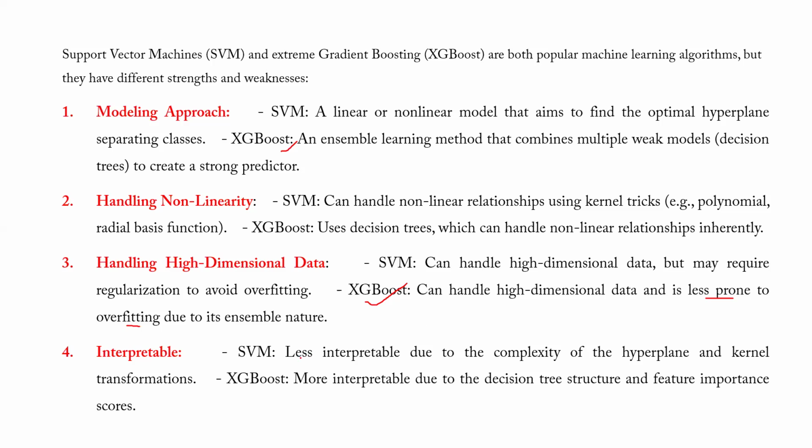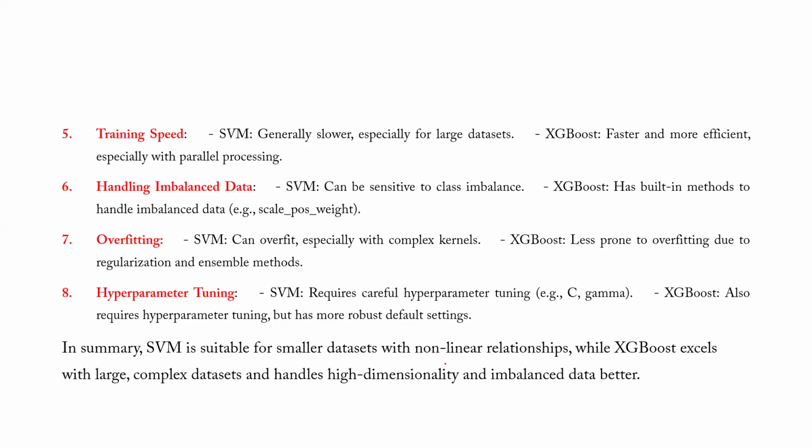And interpretability. SVM has less interpretability due to the complexity of the hyperplane and kernel transformation. But XGBoost is more interpretable. We can better interpret why the output is changing. It has feature importance also: why the outputs are varying, and by changing which parameter the output varies most. Suppose in the present work, it is giving more importance to compaction pressure. If you change compaction pressure values a little bit, the output varies too much. Also training speed: generally XGBoost is faster. Handling imbalanced data: SVM is highly sensitive, while XGBoost has inbuilt methods to handle imbalanced data.